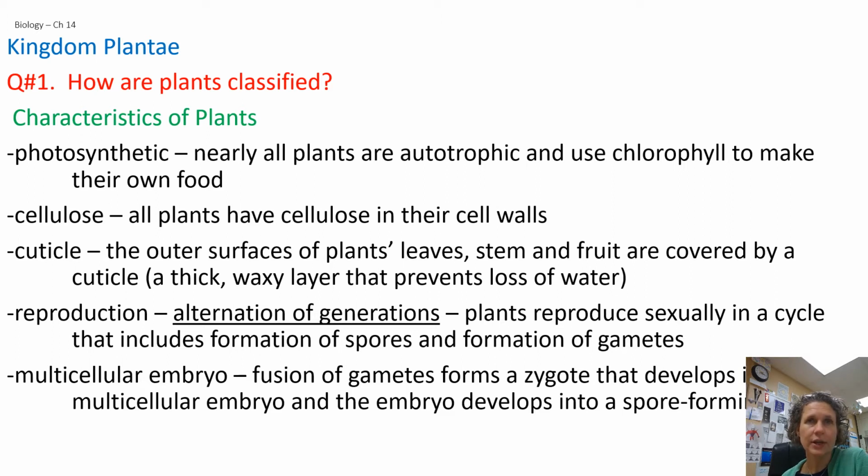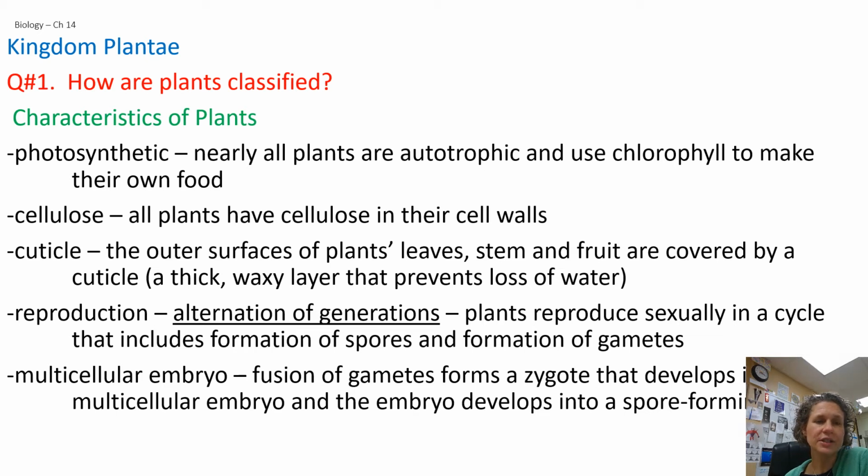This chapter is pretty short, and I'm going to run through it in a pretty straightforward way. I believe that a lot of this will be familiar to you from life science when you were in the 7th grade, and we will wrap this up before spring break, and so when we get back, we'll be done with everything but animals. But anyway, back to plants.